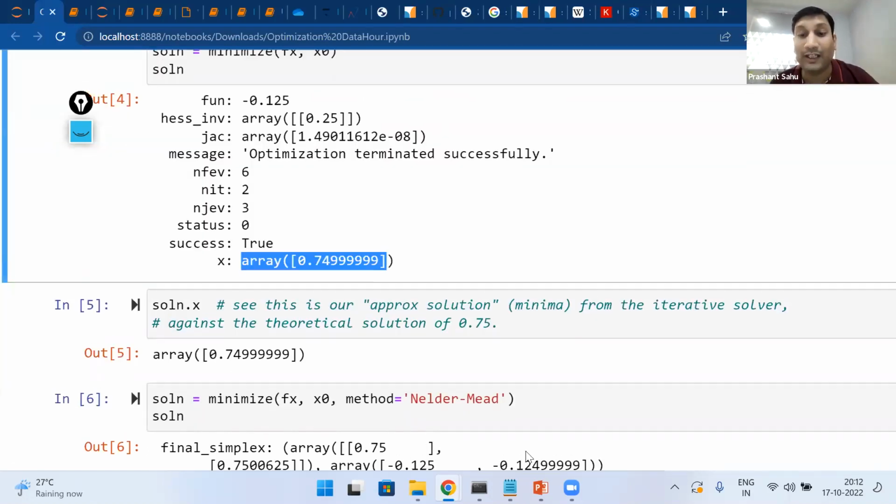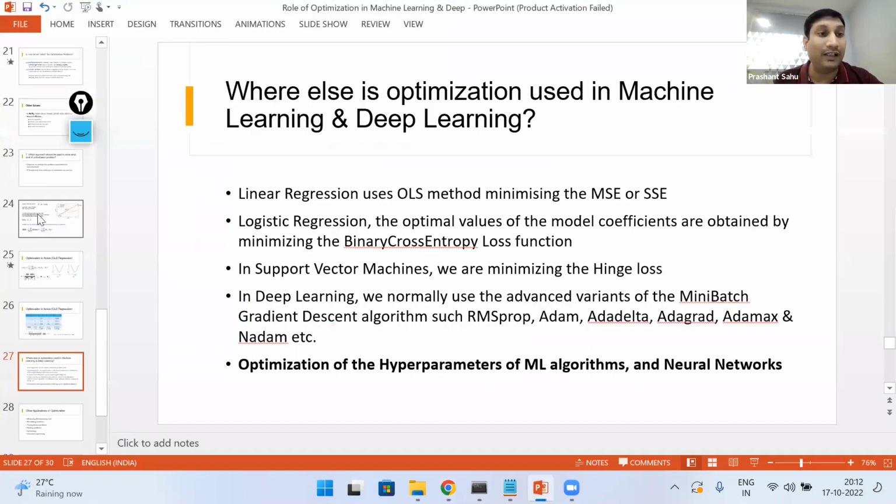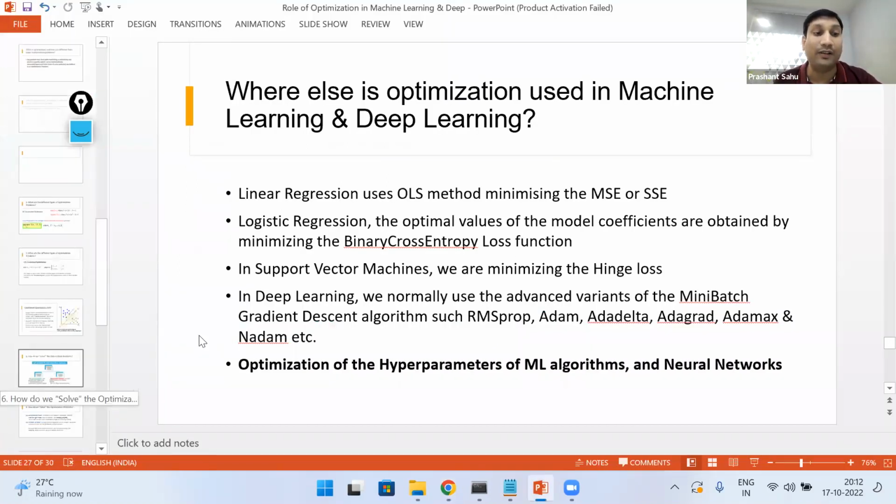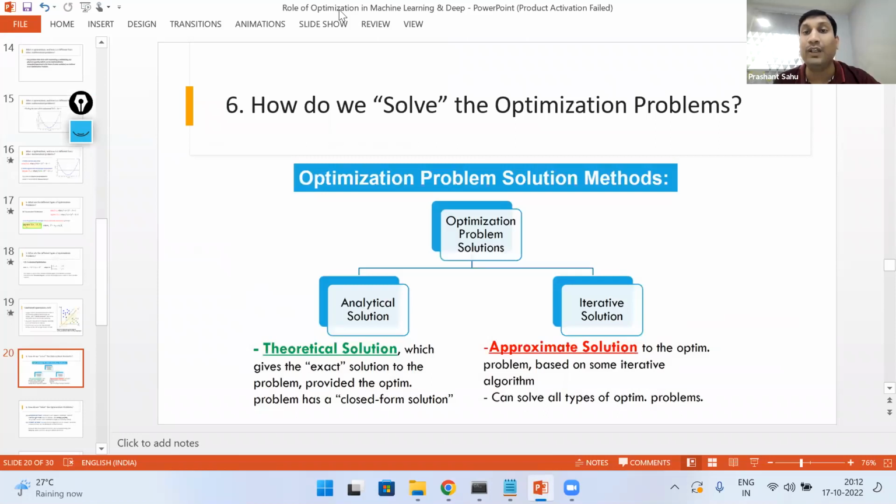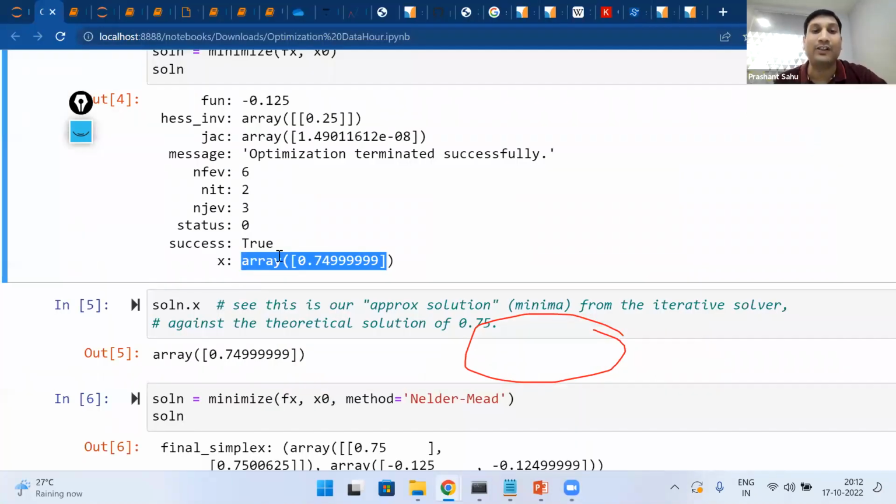0.7499999. And what did I tell you sometime back? That these are iterative solvers and they will only give you an approximate solution. Did you notice? That is the reason you do not have the answer as 0.75. Is that clear? If you are still wondering why my answer is not 0.75, it is because I have already declared that.